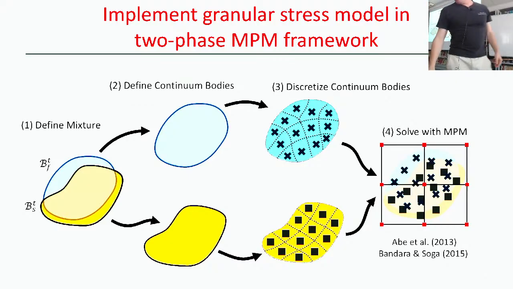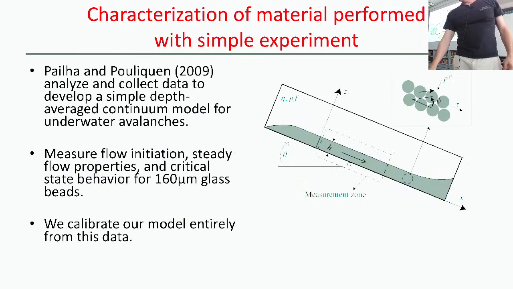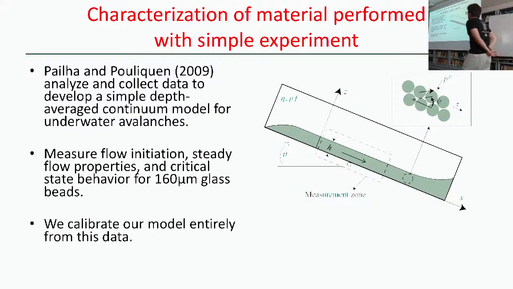So let's do some validation tests. Back in 2009, Pailha and Pouliquen did a study with simple beads in water. They had a layer of this stuff and they would tilt it and watch it avalanche. And they had really good data on this. In fact, the data was so clear, we were able to calibrate the entire model from it.